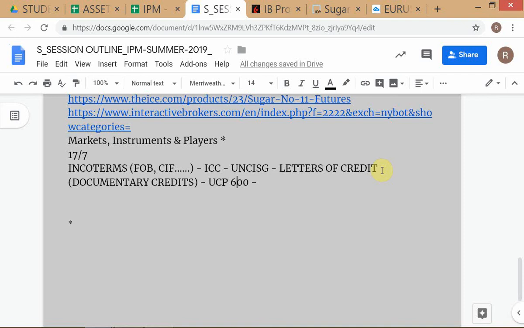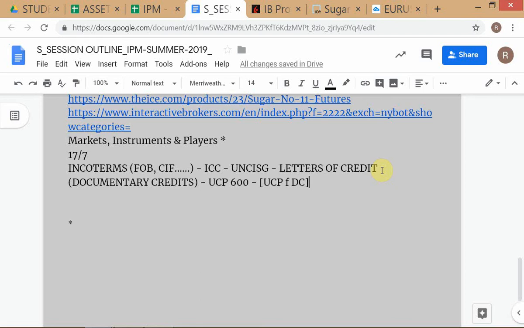So UCP 600, as I said, is just the latest, 600 is the version number, okay? UCP is Uniform Customs and Procedures. Essentially, you should read it as UCP for DC, which means Uniform Customs and Procedures for Documentary Credits. So the full form of UCP is Uniform Customs and Procedures for Documentary Credits.